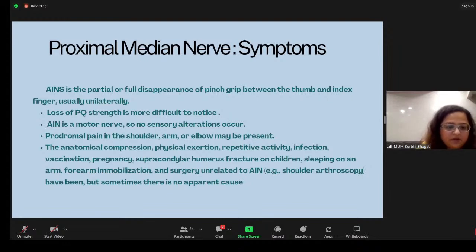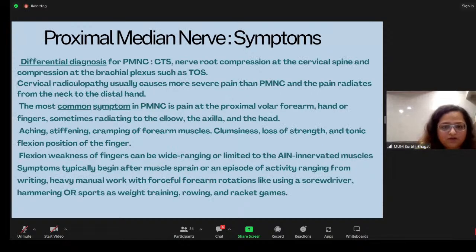Vaccination, pregnancy because of water retention, supracondylar humerus fracture, especially in children, we can see this median nerve neuropathy. When you continuously sleep on the same arm, it can cause pressure neuropathy. There is forearm immobilization or surgery, sometimes unrelated to the forearm, that is in the case of shoulder arthroscopy. Sometimes it is found after the surgery. Patients have these symptoms of AIN. And sometimes there are no apparent causes. We cannot find any cause, still the patients may have the symptoms of proximal median nerve compression.